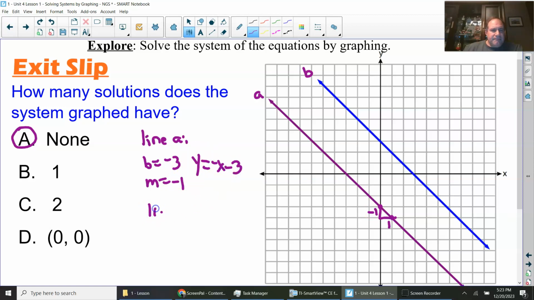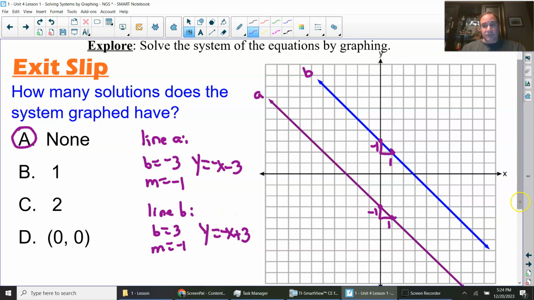Line B crosses at 3, so that b is different, but the slope is the same. Again, negative 1 over 1. So it's y equals negative x plus 3. Same slope, different y-intercept, parallel lines, no solution.